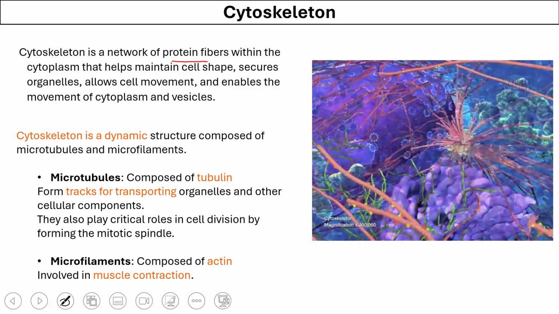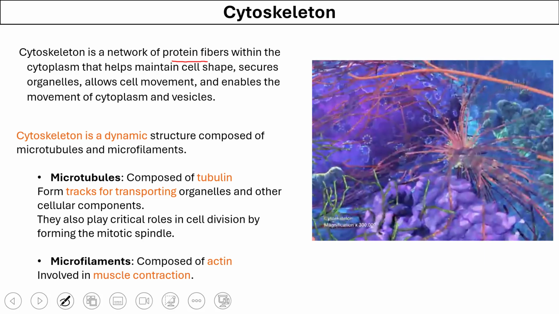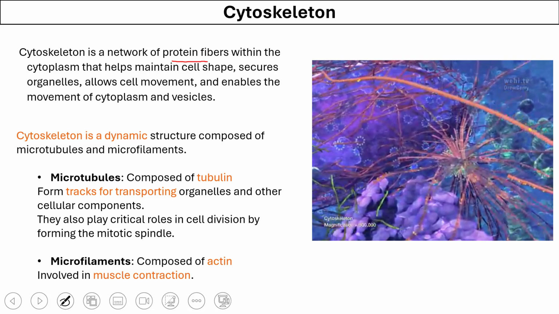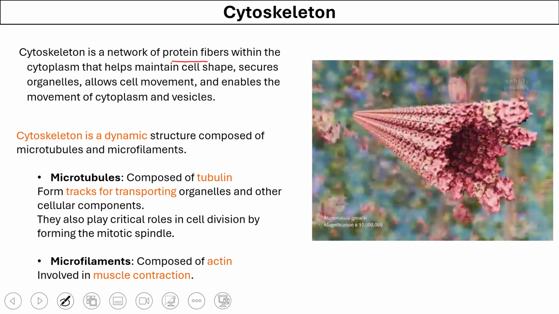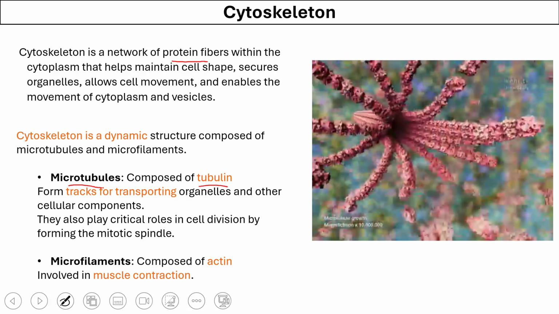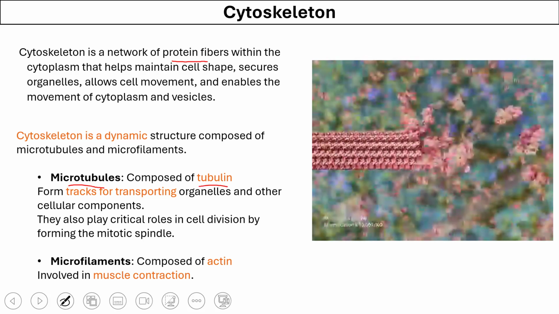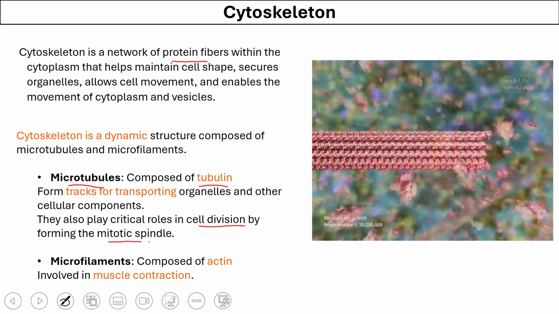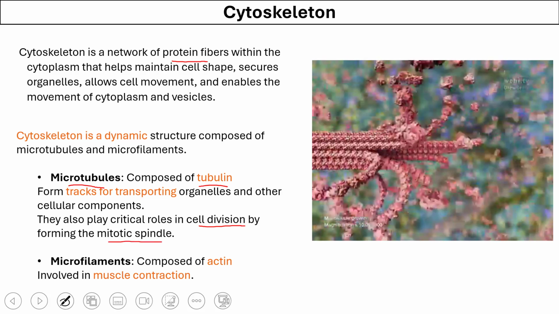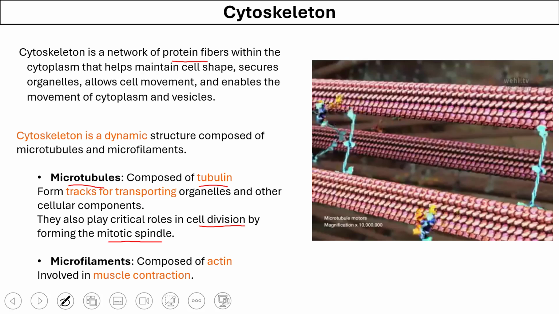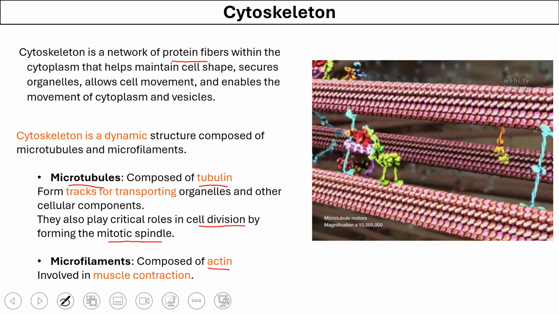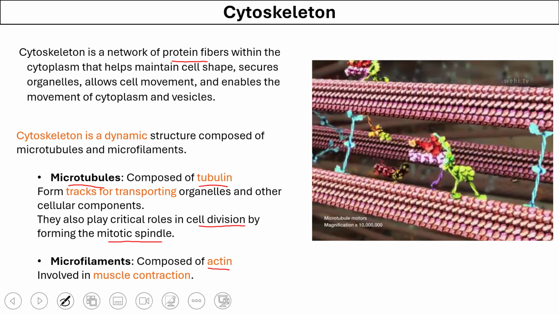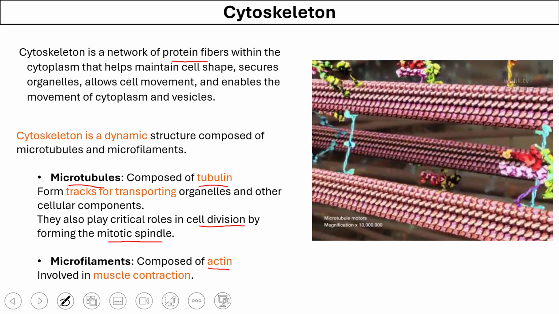For example, what you're seeing here in the video are long fibers made of proteins like tubulins or actins. If they are made up of tubulins, they are called microtubules. They play a critical role in cell division because they make mitotic spindle, which we'll study in coming lectures. If they are made up of actin, they are called microfilaments, and they play an important role in muscle contraction.